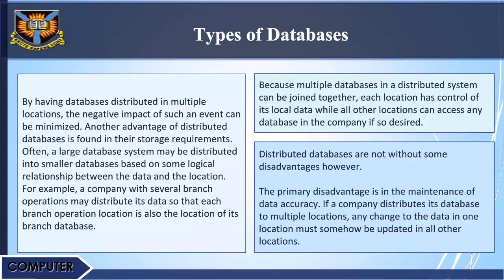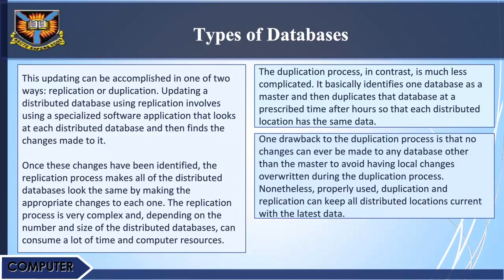Distributed databases are not without some disadvantages, however. The primary disadvantage is in the maintenance of data accuracy. If a company distributes its database to multiple locations, any change to the data in one location must somehow be updated in all other locations. This updating can be accomplished in one of two ways: replication or duplication.